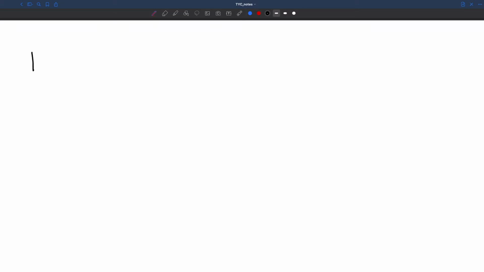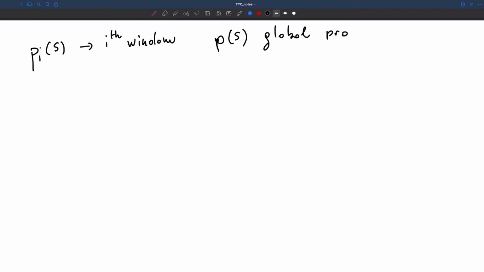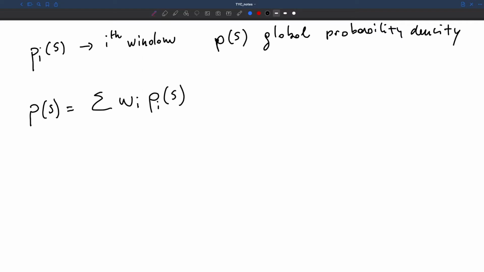So basically, if we call Pi of S the probability density in the ith window, and we call instead P of S the global probability density, we have that P of S is computed as a weighted sum of the Pi of S, with i that goes from window 1 to the total number of windows in the system.